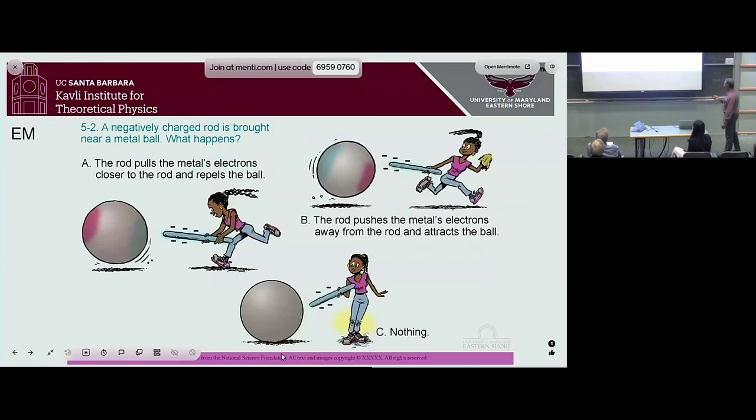So this was the question. I have reframed the same question, so I'm not giving it to you. Yes, the correct answer would be: the negatively charged rod pushes the metal's electrons away from the rod and attracts the ball. So this would be the correct answer, right?